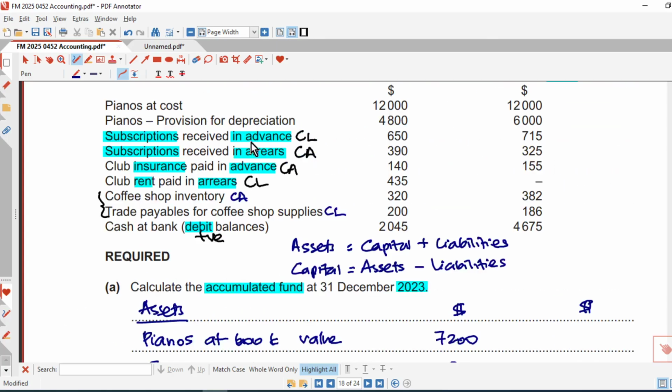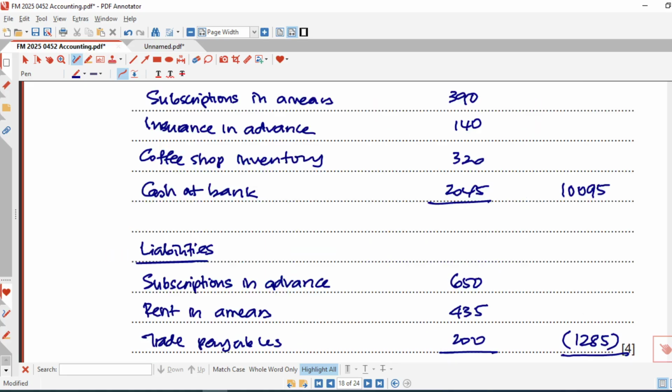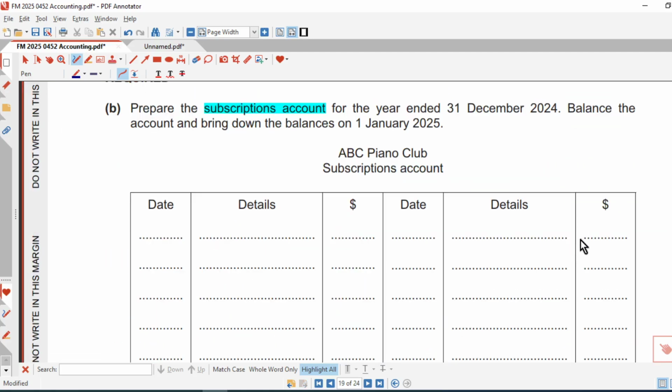So, subscriptions in advance is a liability, it's going to be on the credit side, 650. Subscriptions in arrears, they owe you money, it's going to be on the debit side, 390. So I'm going to park that in first, 650, 390. This is on the 1st of January 2024. We're going to label this as balance brought down.